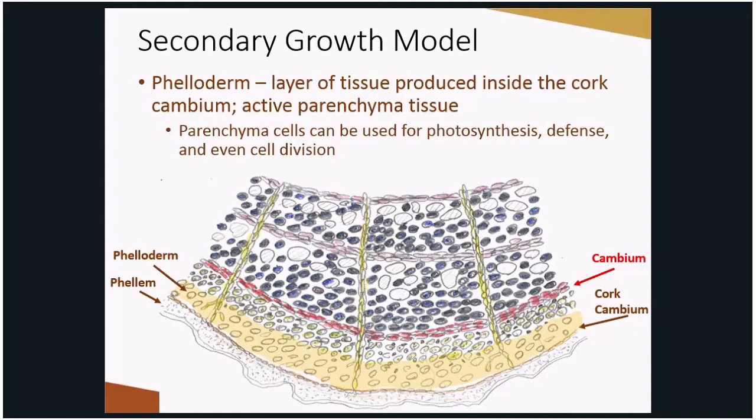But just interesting to know that there are very active living cells right inside that cork cambium and right on the outer layer of the trunk there. So any wound to the bark of a trunk can really quickly get into some of these living cells and cause problems for the tree. So trees have to be ready to react and have some type of defense.